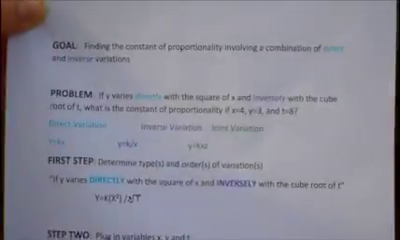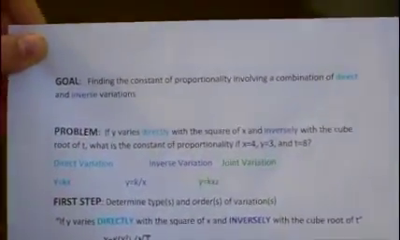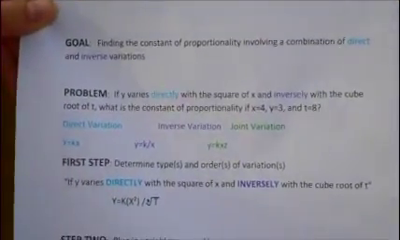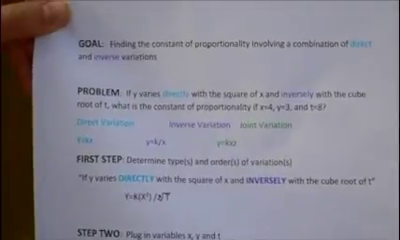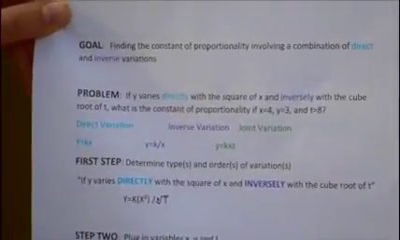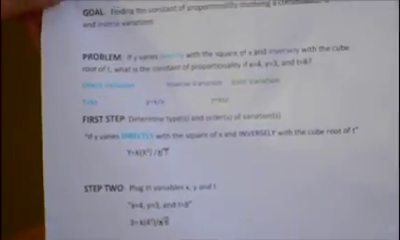The student goal is to find the constant of proportionality involving a combination of direct and inverse variations. Problem: if y varies directly with the square of x and inversely with the cube root of t, what is the constant of proportionality if x equals 4, y equals 3, and t equals 8?